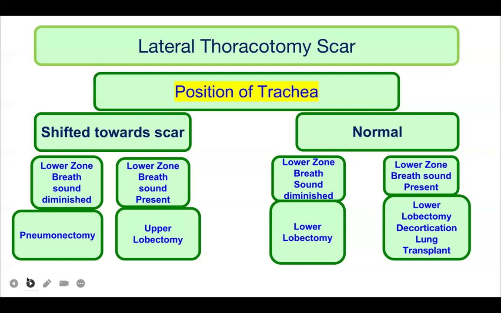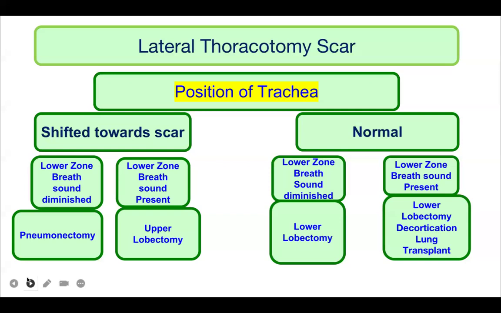Second thing is that if the position of the trachea is normal, situated central, we should check for lower zone breath sound. If the lower zone breath sound is diminished in a case of normal position trachea, we should confidently say this is a case of lower lobectomy. Okay, if the position of the trachea is normal and lower zone breath sound is also normal, still our first possibility will be lower lobectomy.